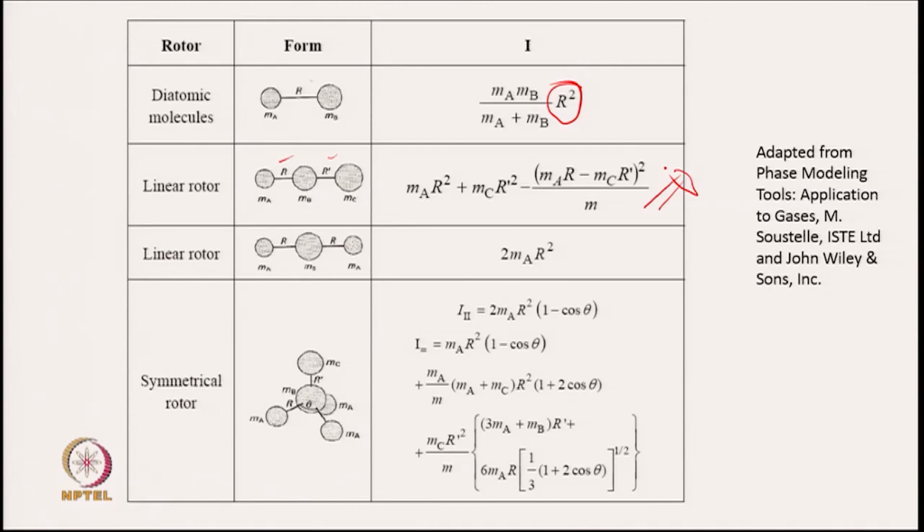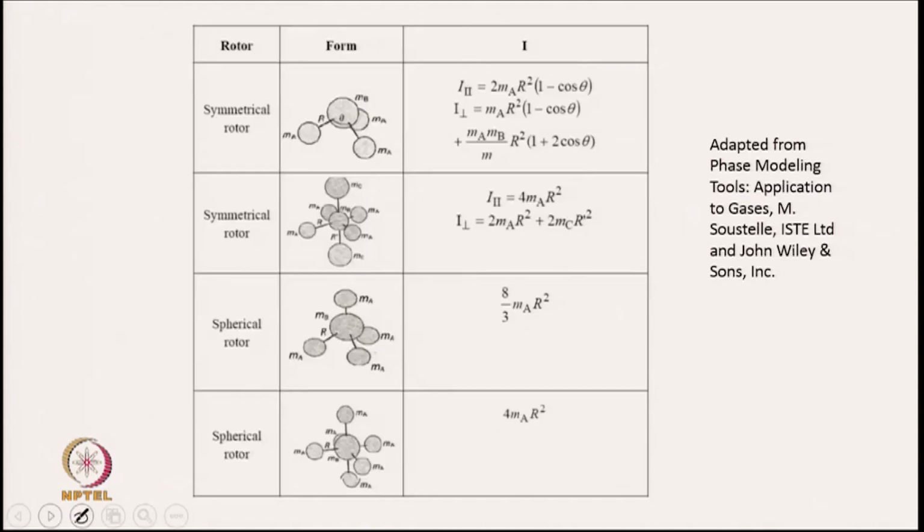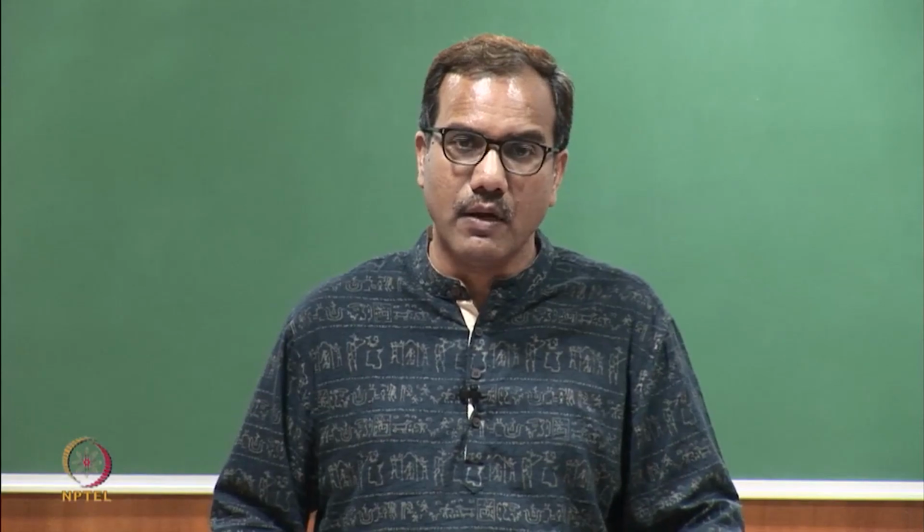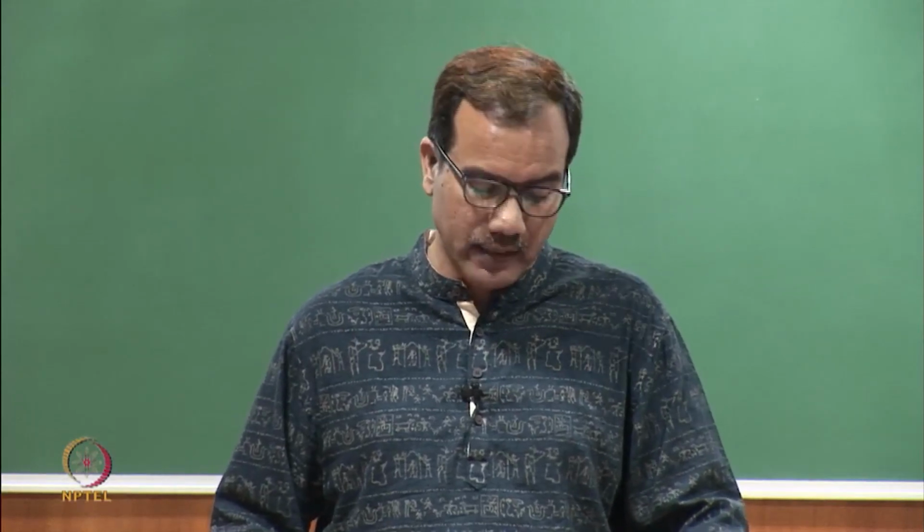Similarly, for a symmetric rotor of this type, you can see that it is a function of r and theta, and similarly you can have different kinds of rotors, and for different kinds of rotors the moment of inertia will be different, and these are the equations which are given here. Again you see I perpendicular and I parallel can be given. So if there is more than one variable on which the moment of inertia depends, then what will you do?